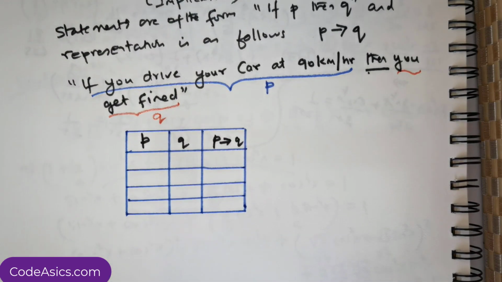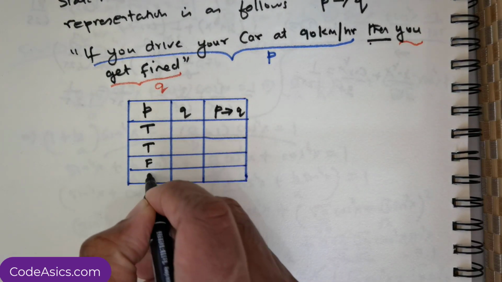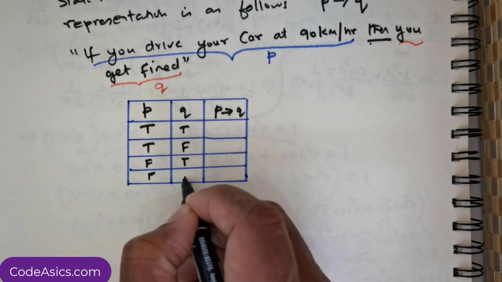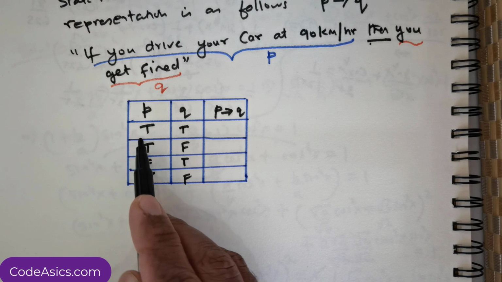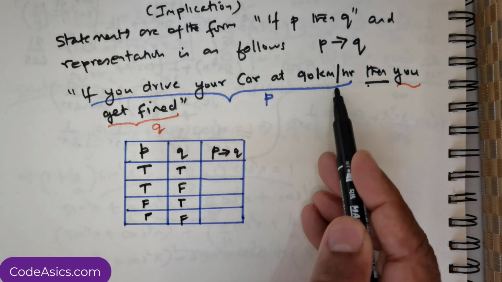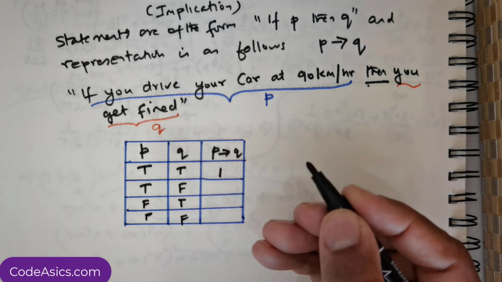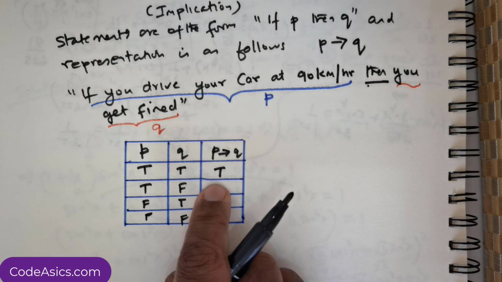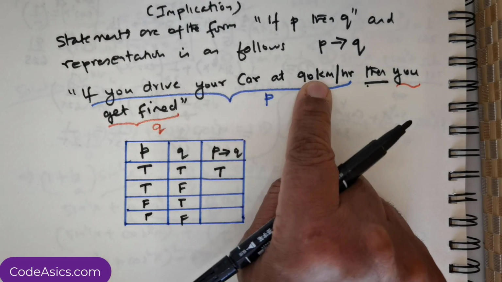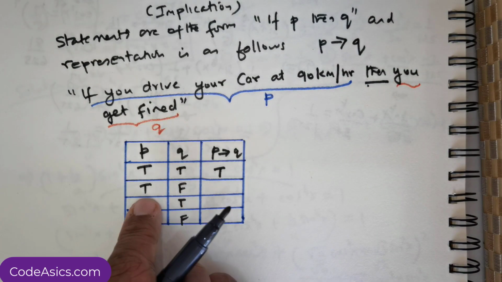So the truth values are always taken like this, T, T, F, F, T, F, T, F. First case, T and T. You have driven your car at 90 km and you have received the fine. T and T, this is the outcome. There is no question in this. You have done this act. This is true in your case and you have been fined. This is also true in your case. So you get this.